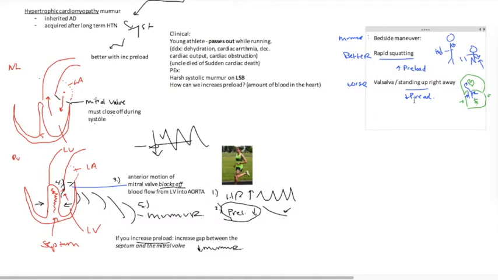Okay, this one is way harder to understand because this doesn't have to do with preload now. This has to do with afterload. If you do hand grip, or you give them phenylephrine, so what does that do? So increasing your hand grip. Let's say you've got a dude, and he's increasing his hand grip. So there's blood flow arterially out into the hands, right? But he's gripping his hands so there's less arterial outflow from the heart.